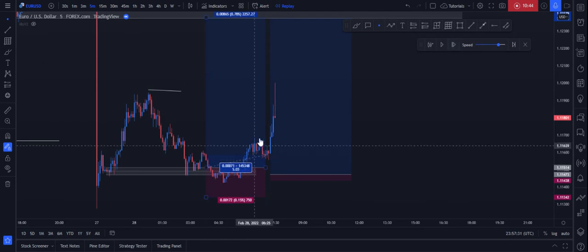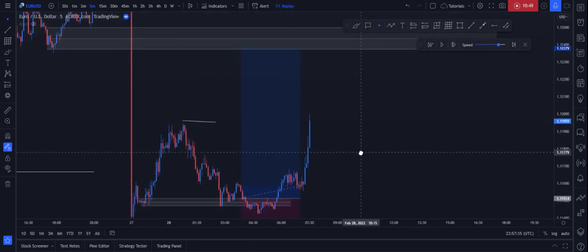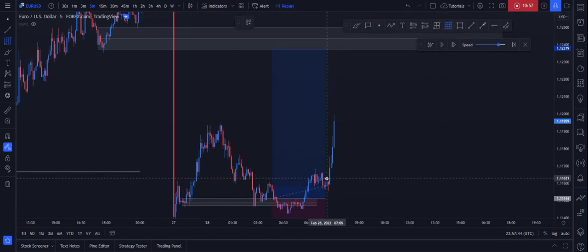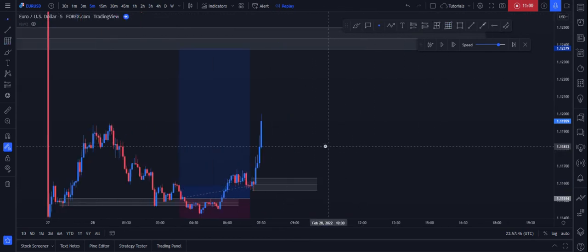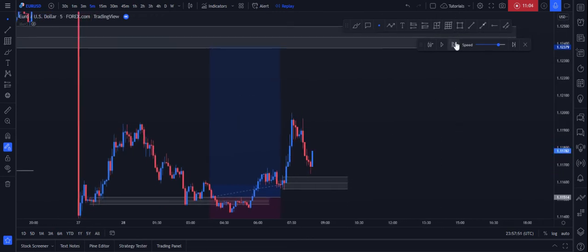Okay, price went without me because it broke this structure and it just exploded. That is still fine. We have another area here, and it has left us another block that we can actually look up to. Okay, so structure is very important, very, very important. So let's see how price returns to that area again.